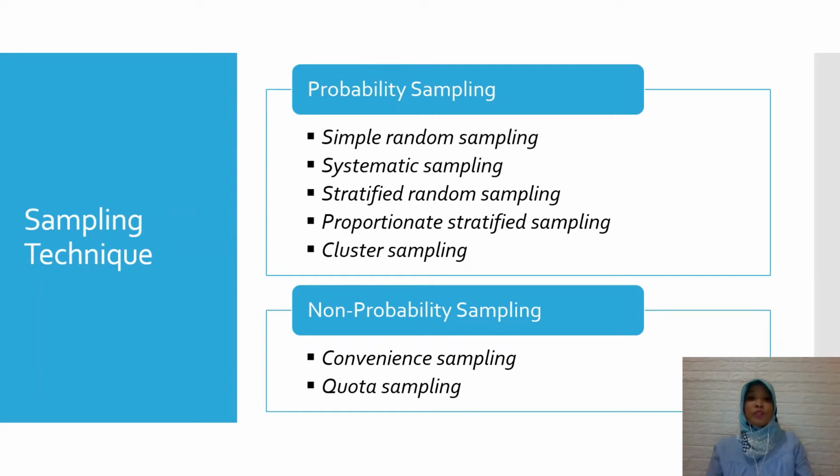So how do we do probability and non-probability sampling? There are several methods. In probability sampling, there are simple random sampling, systematic sampling, stratified random sampling, proportionate stratified sampling, and cluster sampling. And in non-probability sampling, there are convenience sampling and quota sampling. I will discuss these one by one.